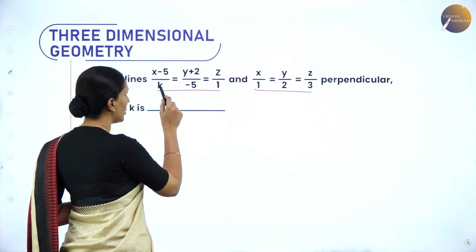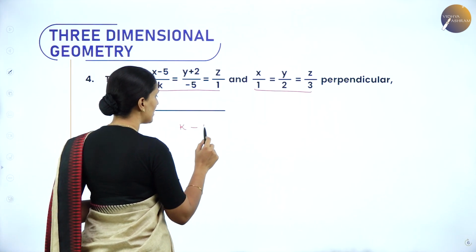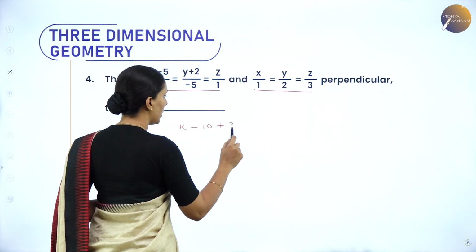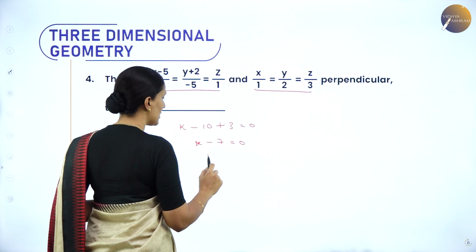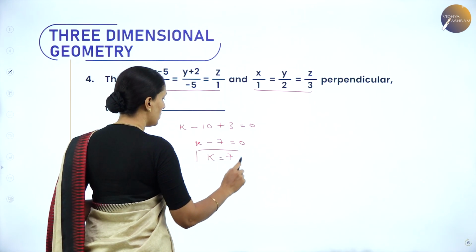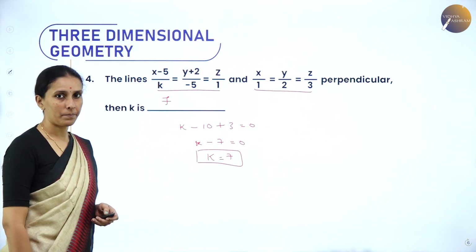So using this condition, k into 1, k minus 5, 2 minus 10, 1 into 3, 3 equals 0. So we get k minus 7 is equal to 0, and hence the value of k is 7. So therefore, here the value of k is 7.